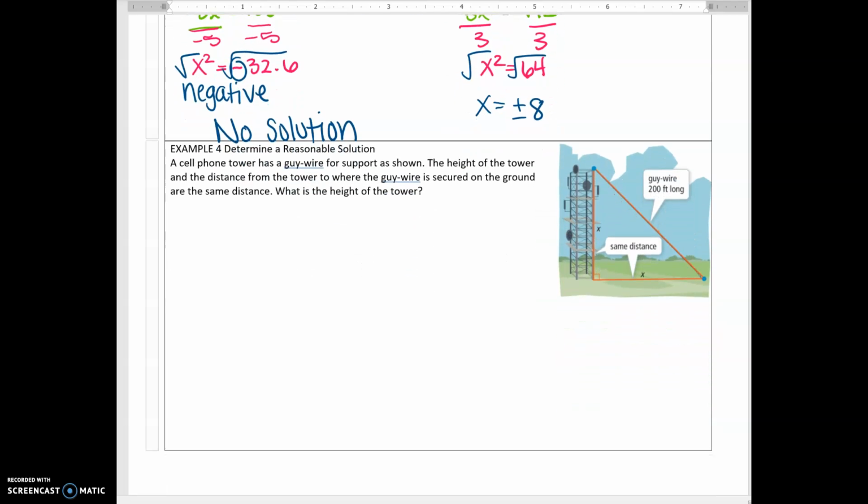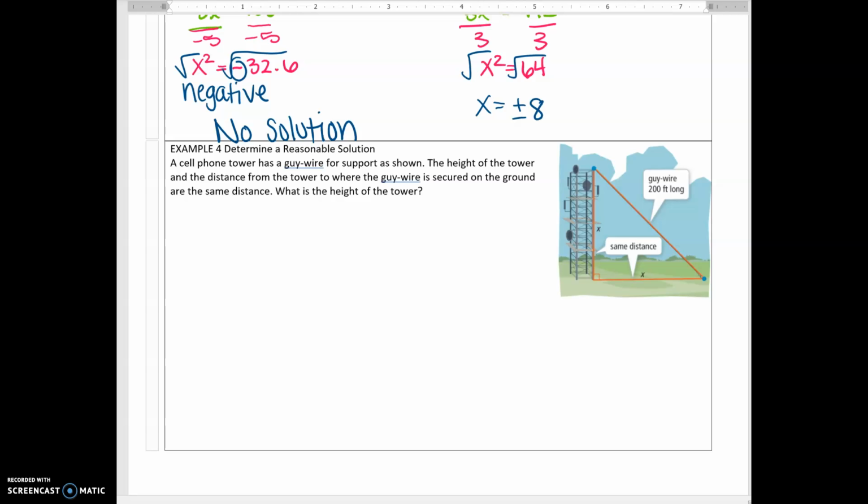Last one. So we have a cell phone tower, and we have the guy wire, which is 200 feet, and it says the same distance from the tower and the height of the tower. And it wants us to know what is the height, so we're looking for this side length right here.